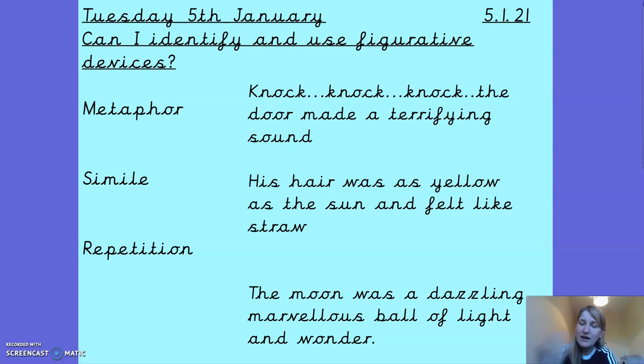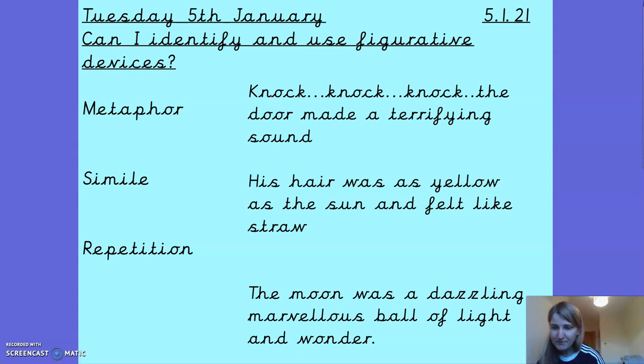Luckily, those of you that were in school yesterday took a copy of the poem home with you. If you didn't, the poem will also be online. It may well be that you want to take a minute to go over it, read it, refresh your memory. And then today we are going to be looking at the figurative devices that Alfred Noyes uses within that poem. So if you want to pause me, have a read of the poem, come back, that's absolutely fine. If you're ready, we're going to look at those figurative devices.